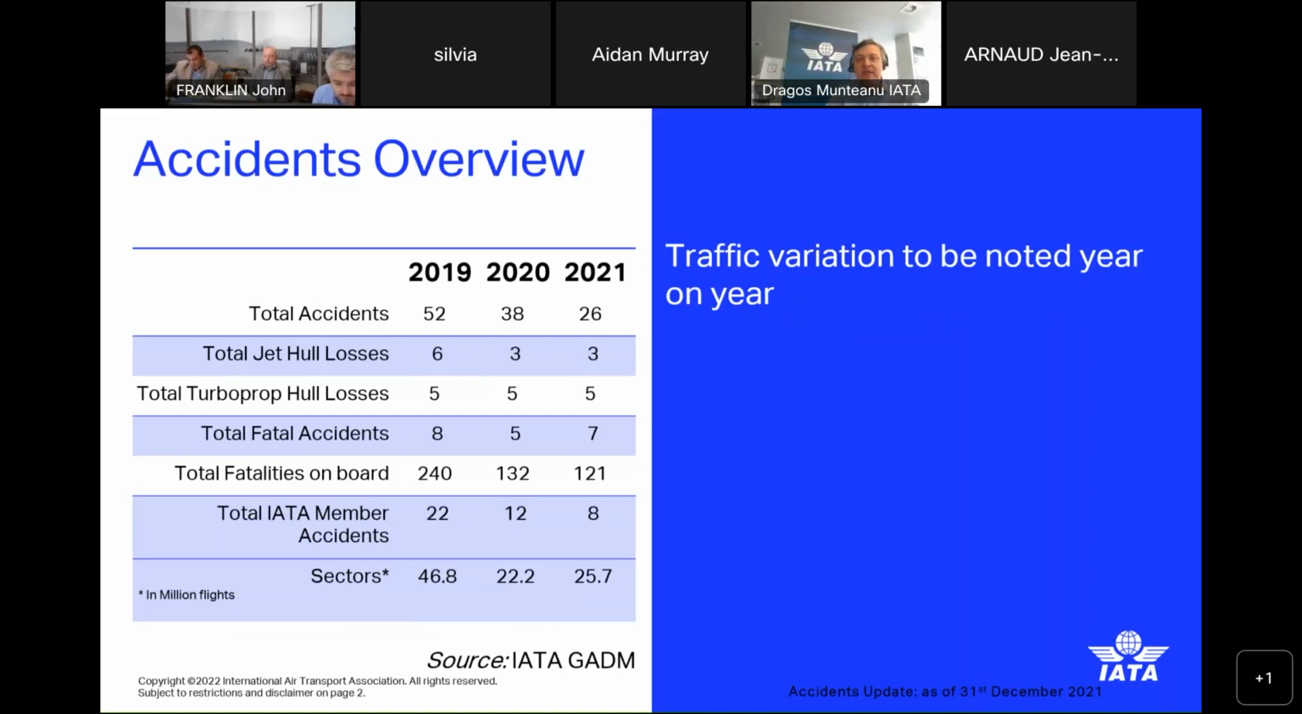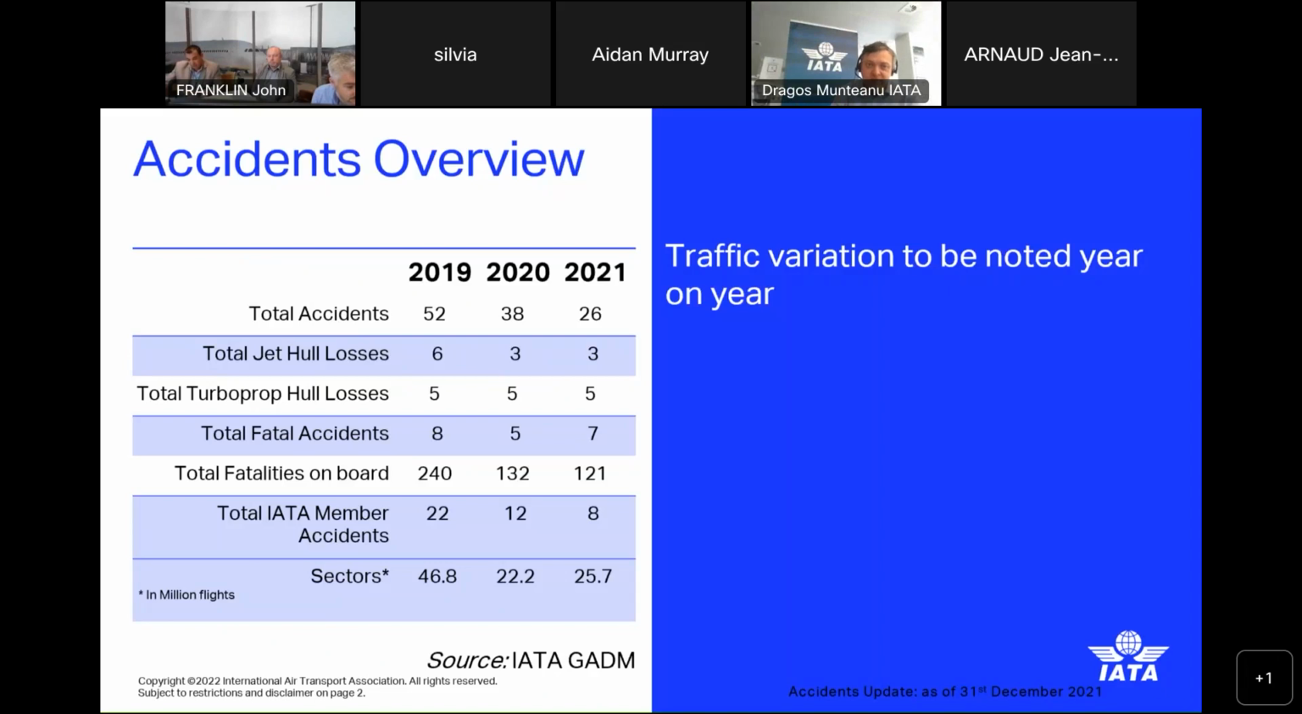And you see immediately that from 2019 to 2020 and 2021, the numbers have dropped. The numbers of total accidents have dropped. Then again, these are total accidents. That means they include a lot of accidents which didn't have fatalities, a lot of accidents which didn't have a lot of material damage, but unfortunately, some of them were hull losses.